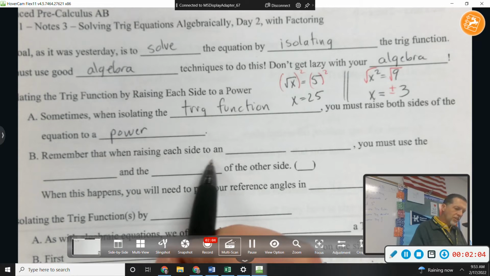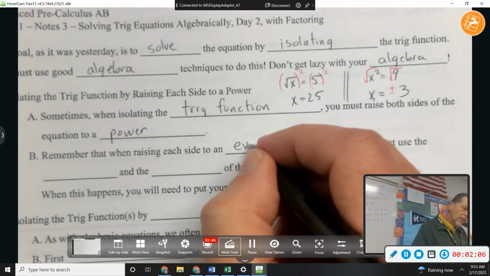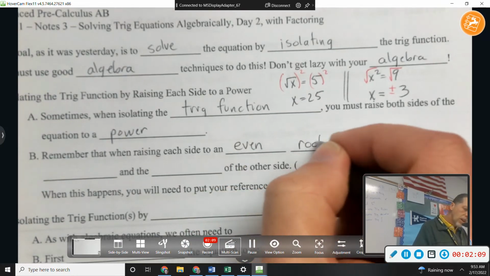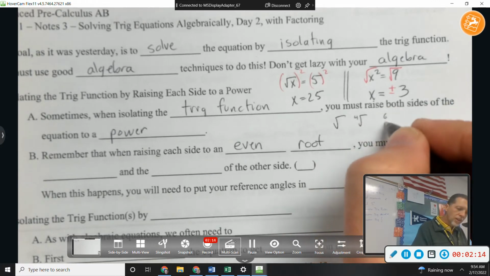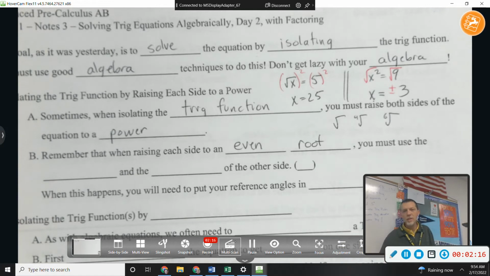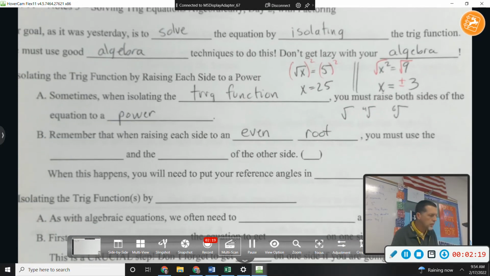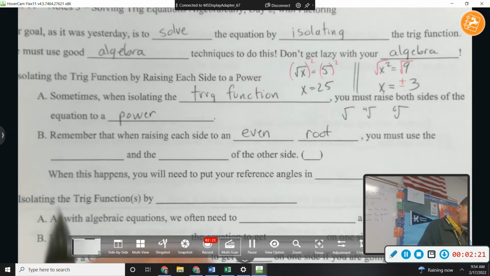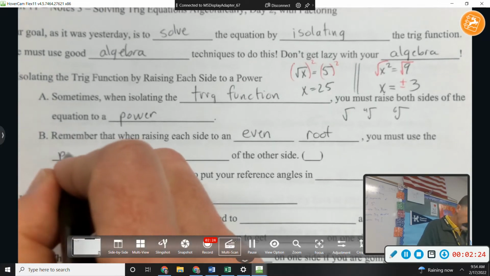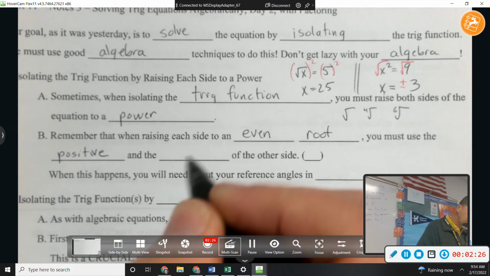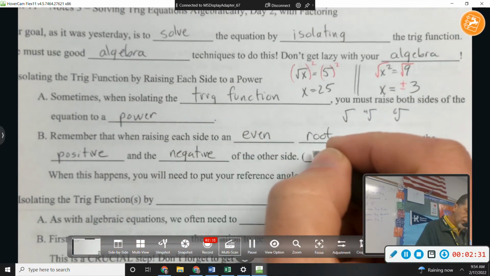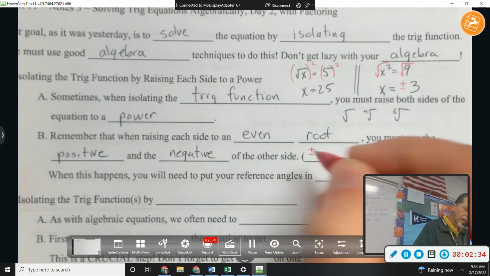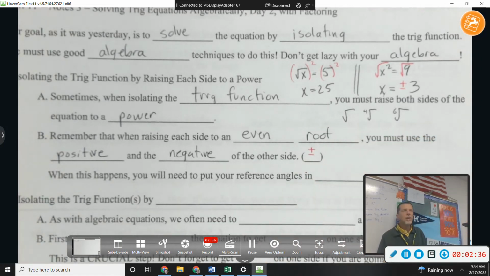Remember, when raising each side to an even root, as in square root, fourth root, sixth root, not that we ever really do those, mainly the square root, you must use the positive and the negative of the other side. The blank there is just for plus minus. Hey, don't forget the plus minus. When you square root both sides, don't forget the plus or minus.